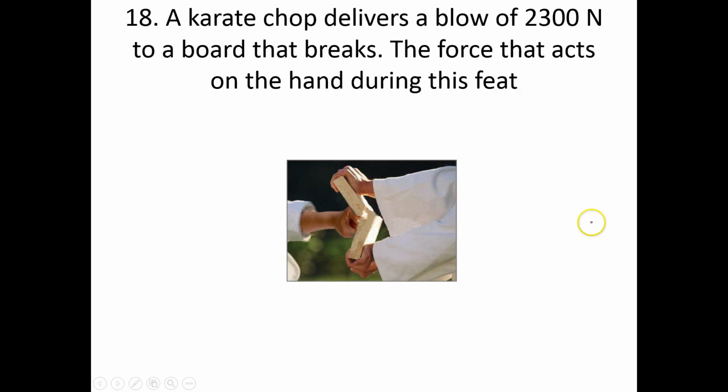Number 18, a karate chop delivers a blow of 2,300 newtons on a board that breaks. The force that acts on the hand is also 2,300 newtons. So there's 2,300 newtons on the board, and then that 2,300 newtons is also coming back on the hand. So both of those are the same, and the board does break then.